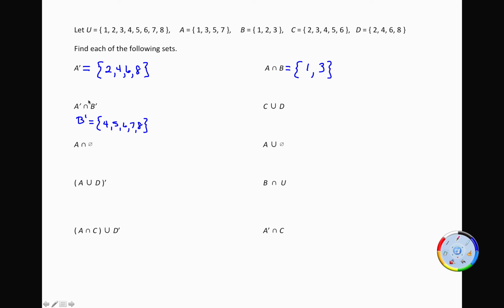Now, again, and I'm interested in the elements that are in this set and also in this set. I see that there's a 4 that's in both sets, a 6 and an 8. So those are the elements in not A and not B. 2 is not in this set and that set.